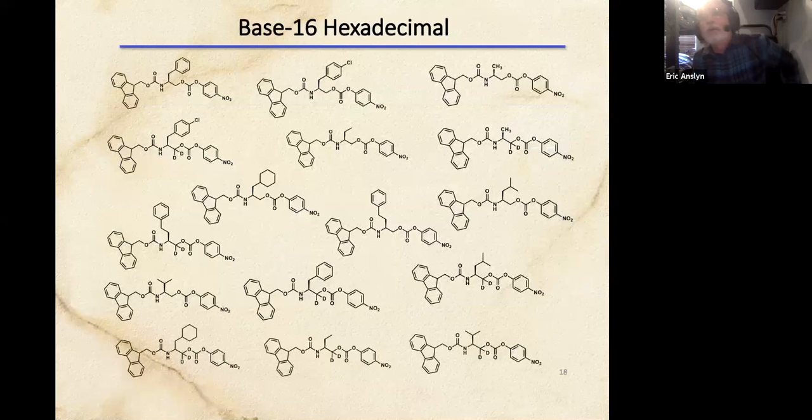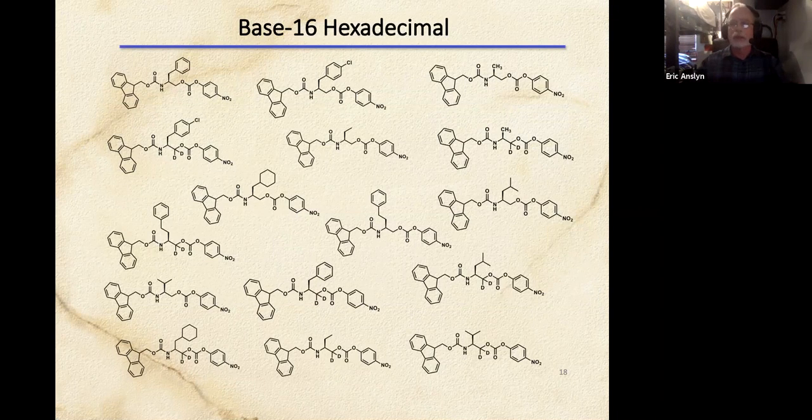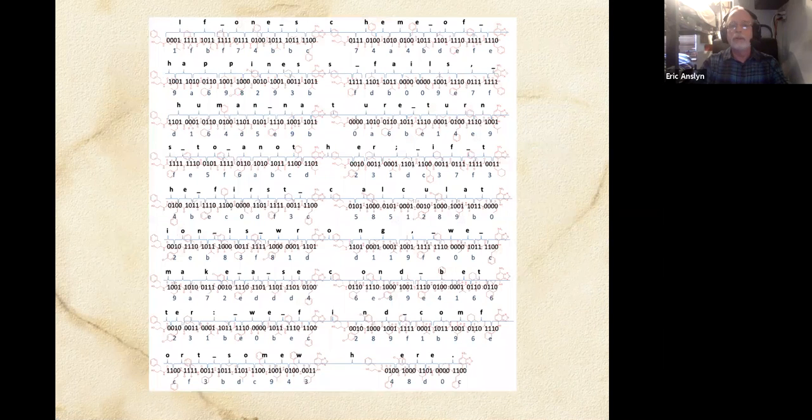Well, my goal is to write with 64 characters. I'm not there yet, so I'm going to show you 16. This is called a hexadecimal code. Here are 16 different monomers that are all mass resolved.